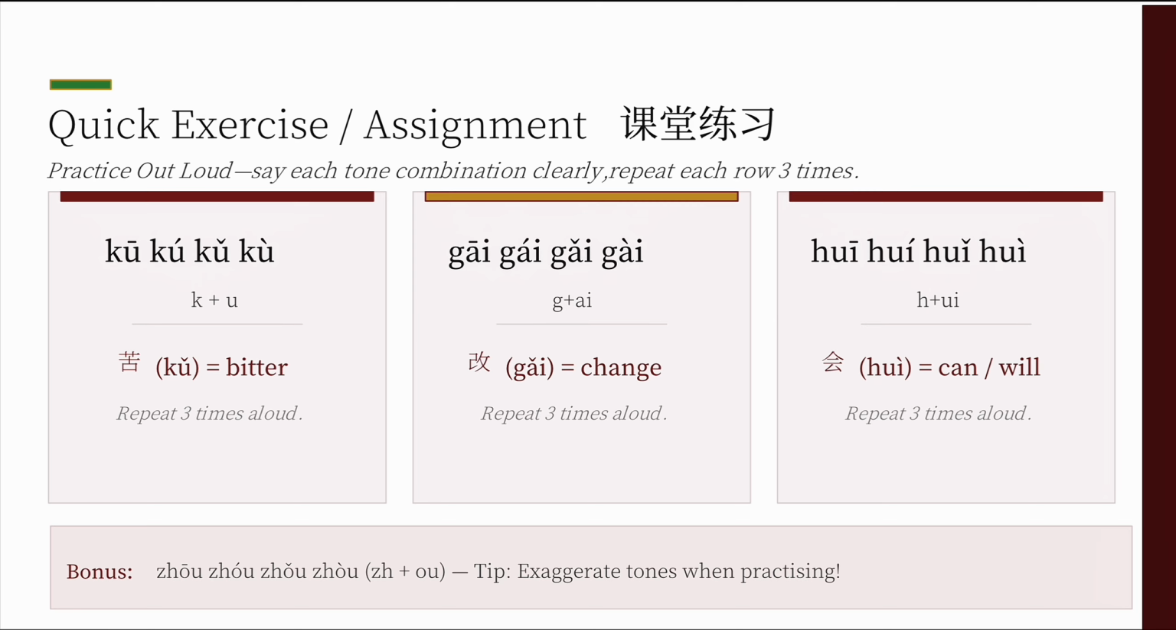Another exercise to practice your pronunciation and tones. So you practice these tones, record, and listen to it. Ku, ku, ku, ku. Gai, gai, gai, gai. Hui, hui, hui, hui. And we have new words from it. Ku means bitter. Gai means to change, and hui means can or will.